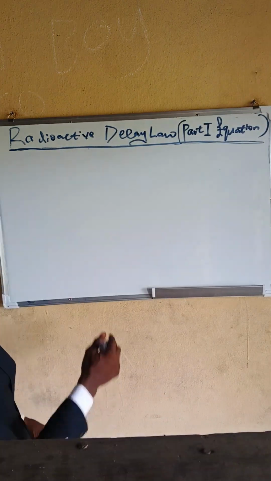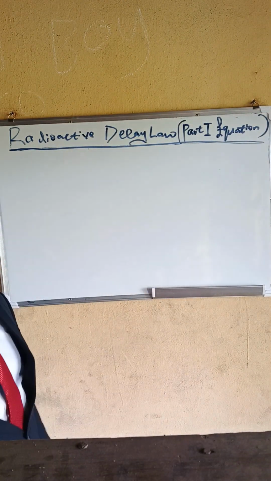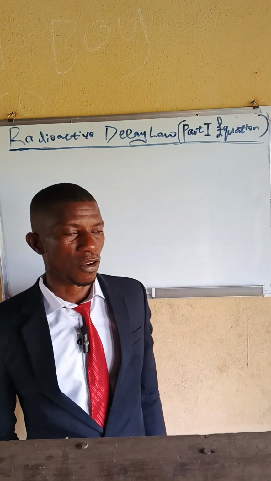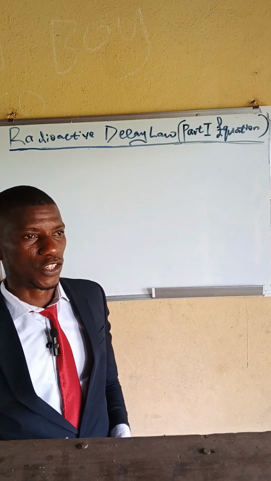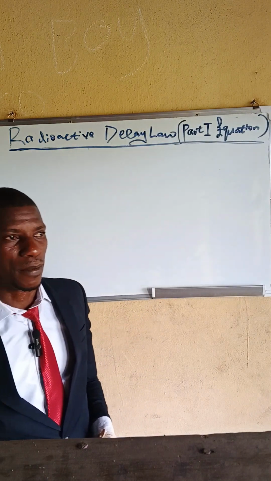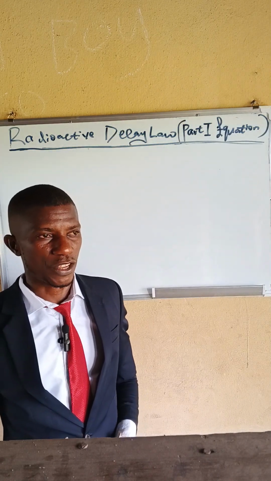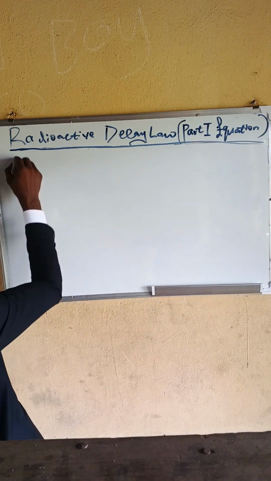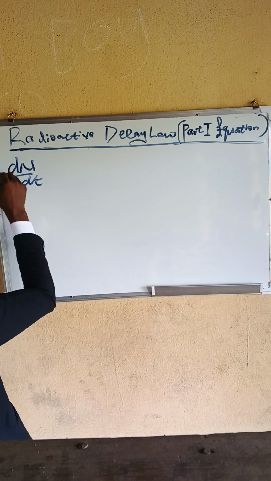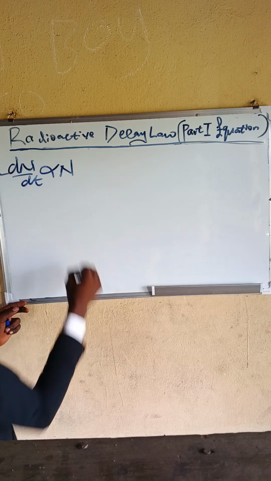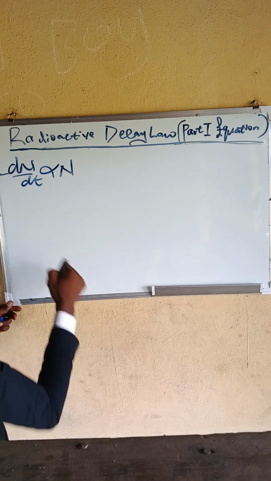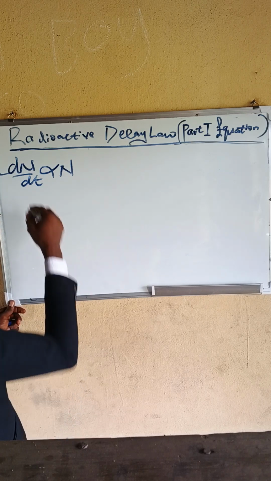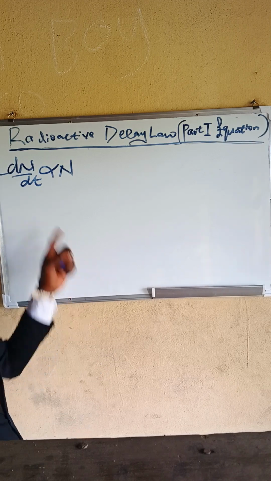Now, let's state the radioactive decay law. What does it state? The radioactive decay law states that the rate of decay of radioactive nuclei is proportional to the number of nuclei present in the sample at any given time. So what it entails is that negative dN/dt is proportional to the number of nuclei present in the sample. The negative sign implies that the number of nuclei decreases with time.